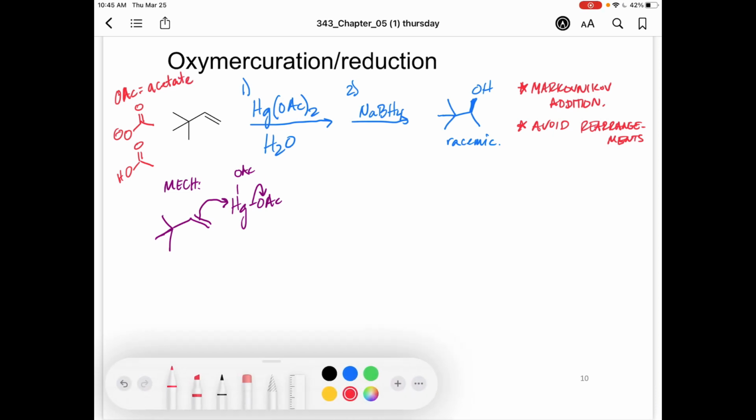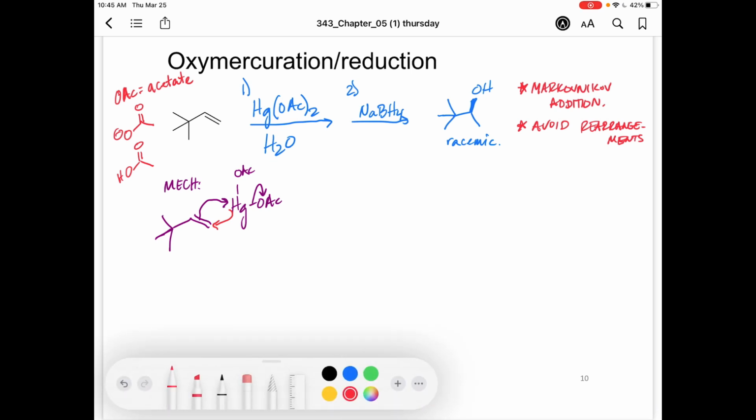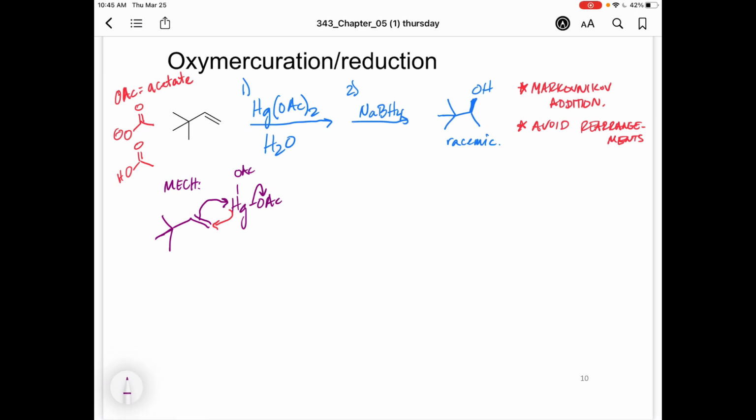Okay, so we've kicked out our leaving group, and now this mercury is going to bite back. And this is going to form a three-membered ring, which is really similar to what we've seen for the Br2 addition to alkenes. So we have our tert-butyl group here. And now we have our mercury that was just added. We still have one acetate present, okay? And this mercury has a formal positive charge.